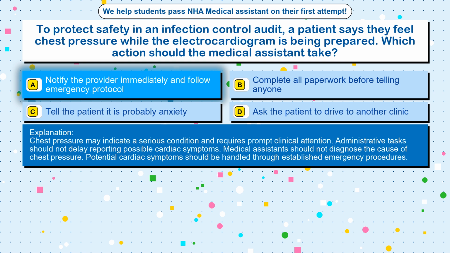Chest pressure may indicate a serious condition and requires prompt clinical attention. Administrative tasks should not delay reporting possible cardiac symptoms. Medical assistants should not diagnose the cause of chest pressure. Potential cardiac symptoms should be handled through established emergency procedures.